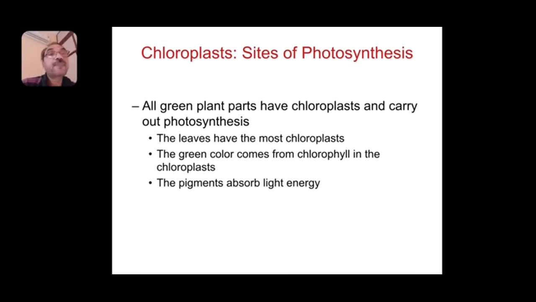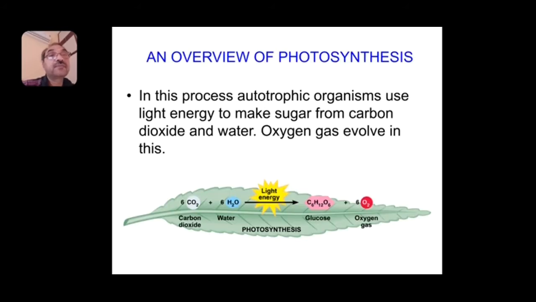Chloroplast is the site of photosynthesis. All green parts of plants have chloroplasts and carry out photosynthesis. The leaves have the most chloroplasts. The green color comes from chlorophyll in the chloroplast. The pigment absorbs light energy. An overview of photosynthesis: in this process, autotrophic organisms use light energy to make sugar from carbon dioxide and water, as we saw in the previous slide.